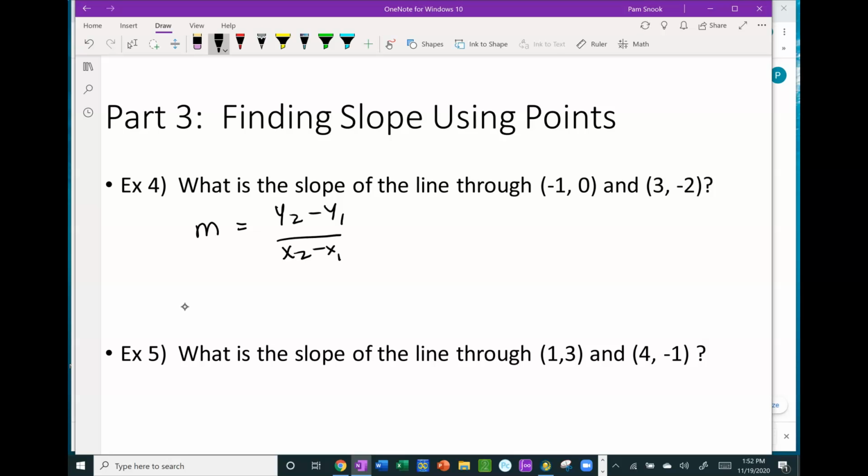And so then what I'm going to do is I'm just going to look at my 2 points. I have -1, 0, and I'm going to label them x1 and y1 and x2 and y2. So here's x1, here's y1, x2, y2. So now that I've designated which point is which, all I have to do is plug into my formula. So y2 minus y1 is negative 2 minus 0. x2 minus x1 is 3 minus a negative 1, so I make that a plus. I get a negative 2 over 4. Please reduce this to negative 1/2.